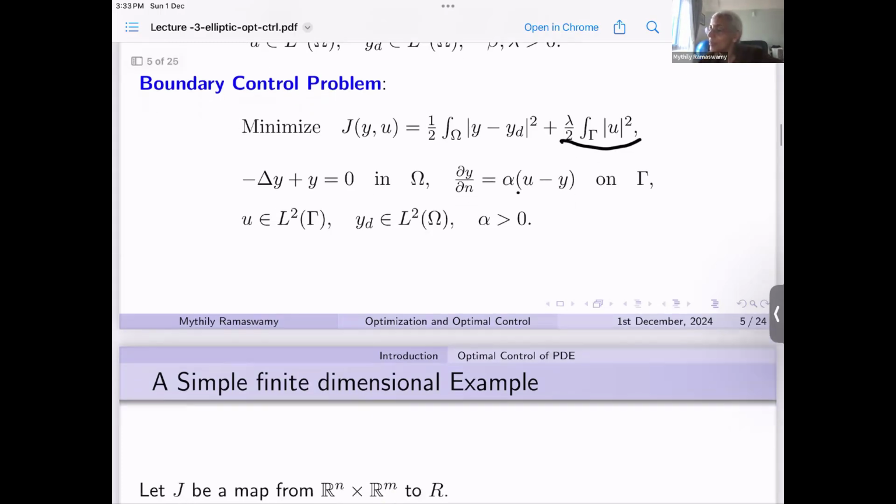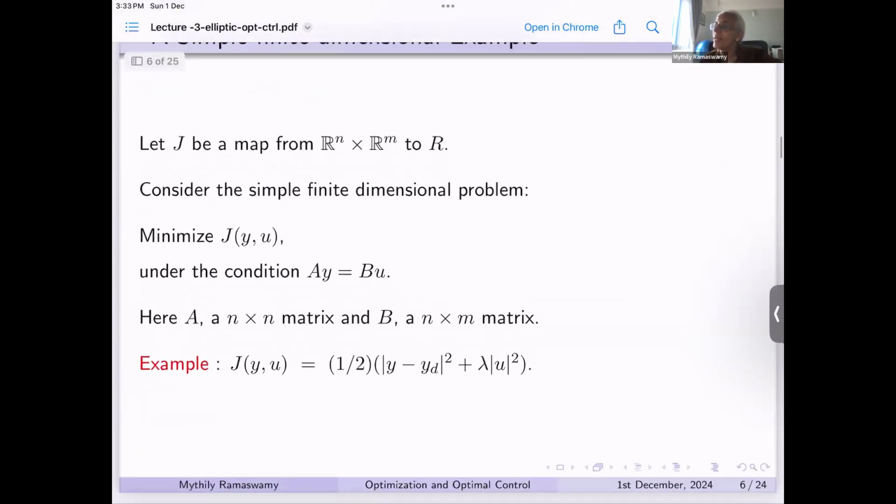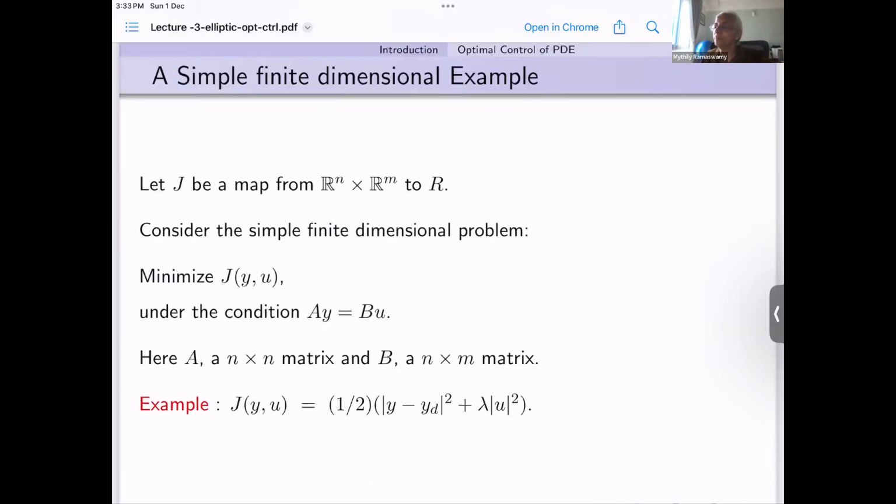Okay, so I was looking at the simple finite dimensional example. Instead of Laplacian of y equal to f, I have replaced it by Ay equal to Bu, so that A is a matrix, B is another matrix, u is the control, y is the state. So we want to minimize the functional J(y,u), for example, |y minus yd| squared plus lambda |u| squared, etc.